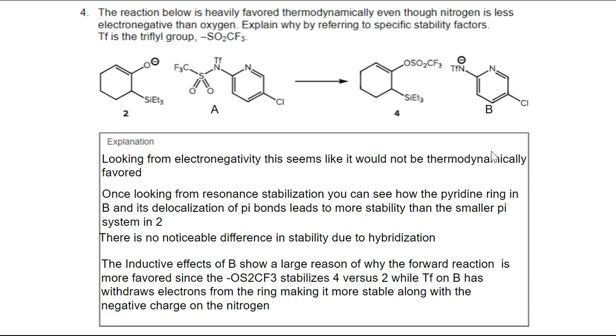On the flip side, you can see that A moving to B still has the inductive effects of the Tf group, which is stabilizing the pyridine ring, but not as much as what it had in A. Still, between these two molecules, 4 and B, the stabilization due to the inductive effects and the electron withdrawing groups makes both the rings much less reactive due to electrons being pulled towards those groups.